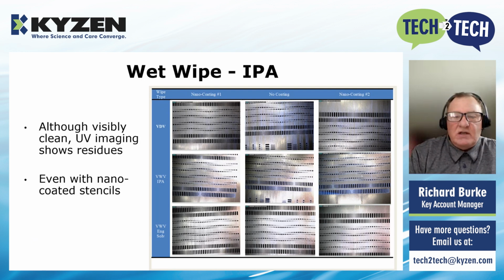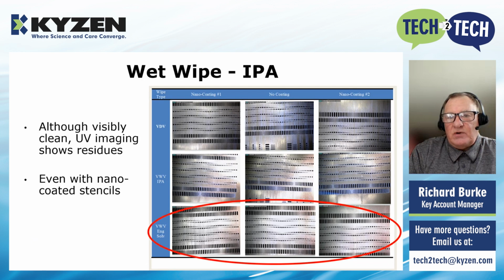So in terms of wet wipe with IPA, just take a look at some imaging if you can. This is showing you, again, using a UV tracer and looking at both coated and non-coated stencils. The first series is a dry wipe cycle. This is a wet wipe cycle with IPA. And this series of pictures is a wet wipe with an engineered solvent. Because the UV tracer is in the solder paste, we're able to clearly see the streaking that comes from an inability to remove that flux residue or the solder paste residue.